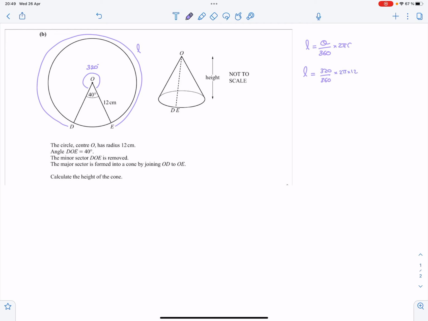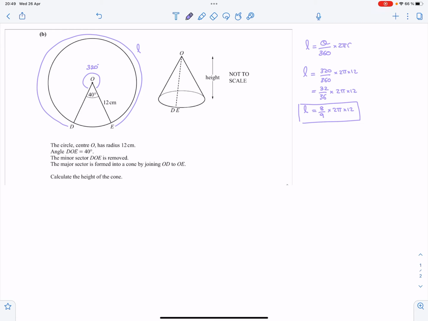I will tidy this up a bit. Maybe I'll do it in 2 steps. That's equal to, let's see, 32 over 36 times 2 pi times 12. And 32 over 36 gives me 16 over 18, which gives me 8 over 9. Okay, so that's 8 ninths. L is equal to 8 ninths times 2 pi times 12. Okay, and for the moment, this is a calculator paper, so I don't really need to simplify it much further. I'll just leave it like that for now.